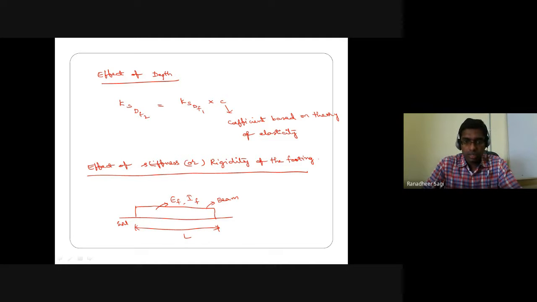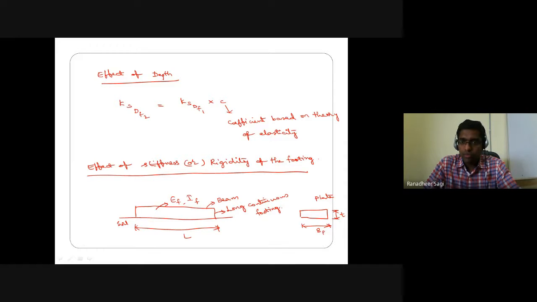So though I am calling it a beam, it is otherwise called a long continuous footing, which is modeled as a beam. And your original plate might have some width, B, and some thickness, T. This is the width of the plate, and T indicates the thickness of the plate.